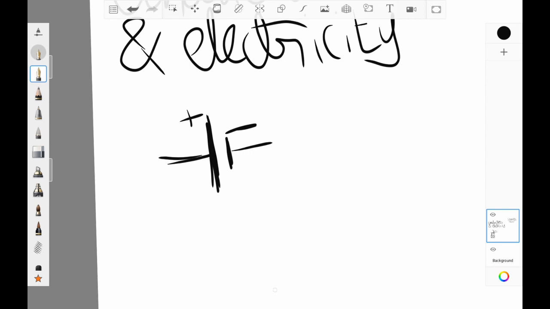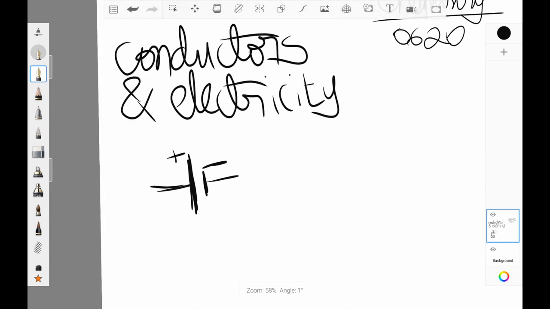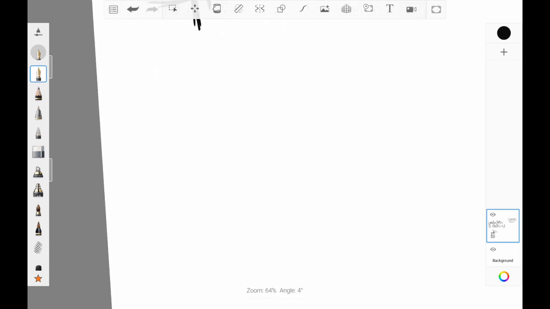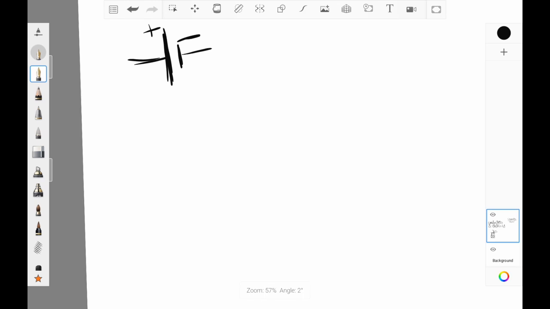mind. Now, conductors are materials that easily allow electrons to pass through them. So we say that they conduct electricity, while insulators resist the flow of electrons. Or in other words, they are bad conductors or non-conductors. And you could carry out an experiment to check if a substance is a conductor or an insulator using a very simple circuit.